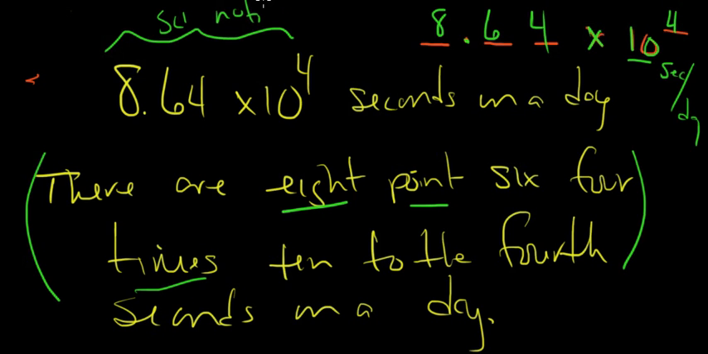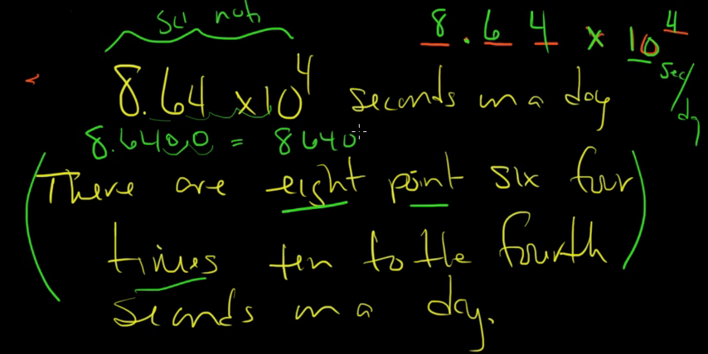Now, if you really want to know what that looks like when we write it out, then I would write 8.64, and I have to go over 4 places. 1, 2, 3, 4. So it's going to look like 86,400 seconds per day, or seconds in a day.